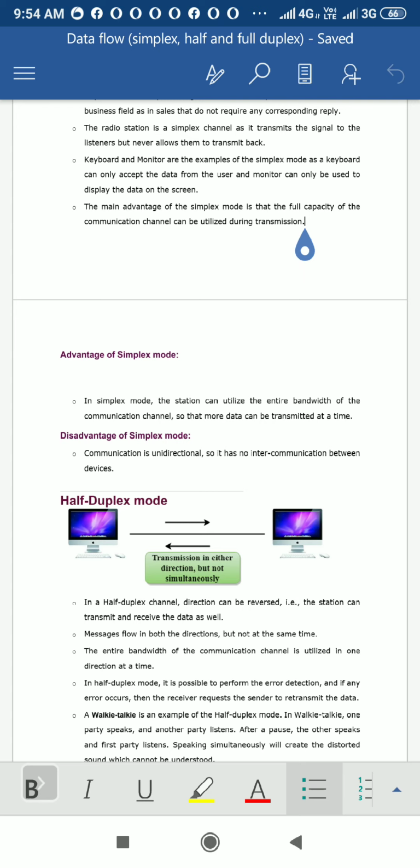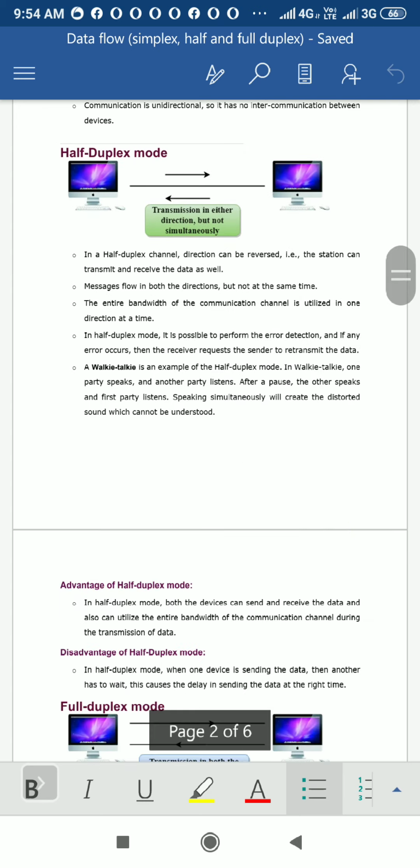Now next is half duplex mode. So in half duplex channel or mode, direction can be reversed. Means both the stations can transmit and receive the data. For example, at a time, one device acts as a sender, but another time that sender may act as a receiver.